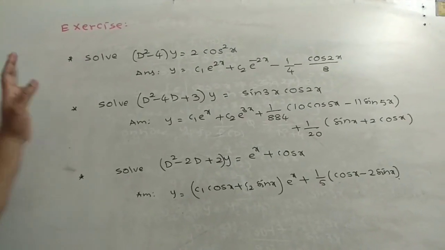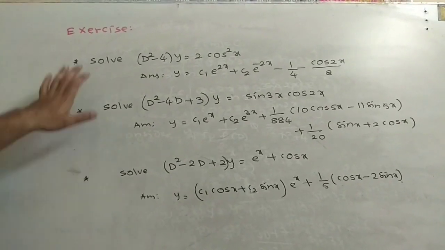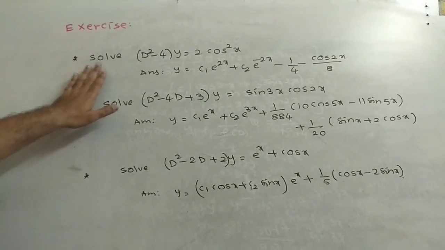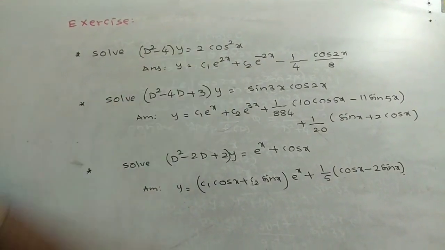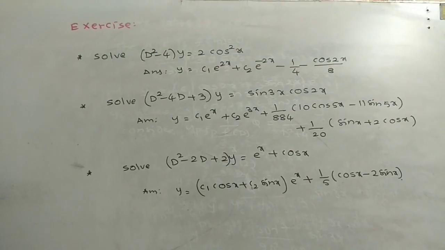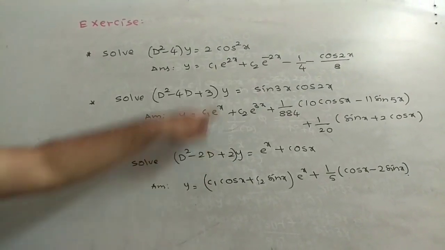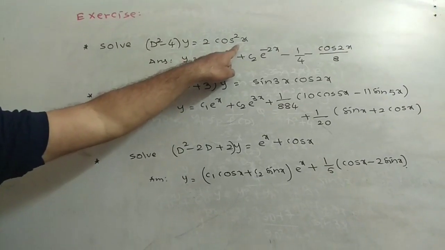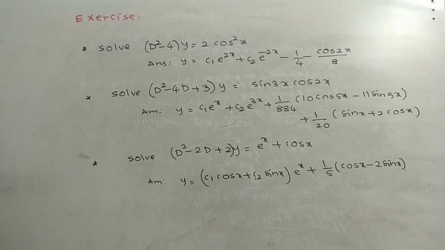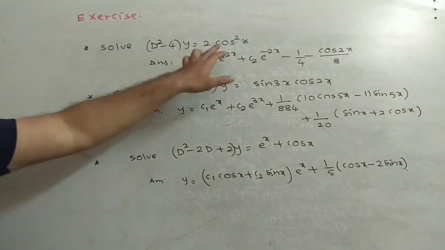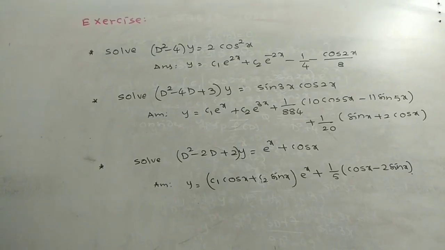Now let us have some important exercise problems you can expect in the final exams. So the first problem, solve d square minus 4 of y equal to 2 cos square x. Naturally, when you are applying the second procedure, it is directly not applicable. Can you write down this cos square x as 1 plus cos 2x by 2? Yes, that 1 by 2 and this 2 is cancelled. You will be having only 1 plus cos 2x.